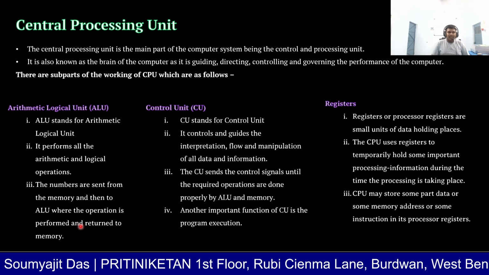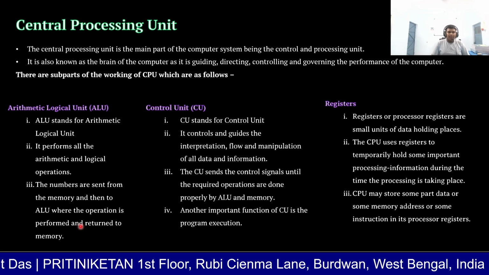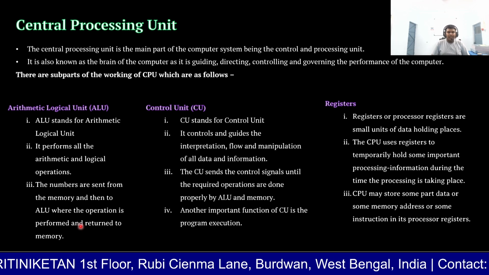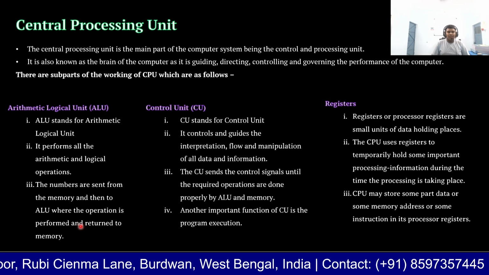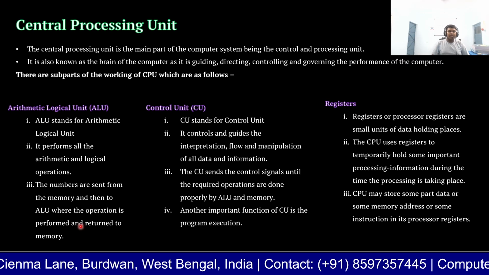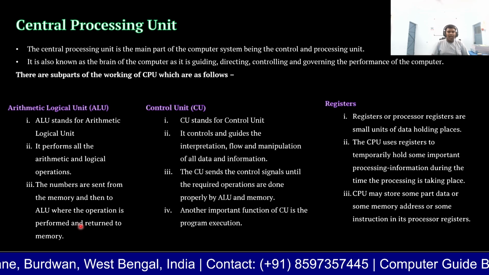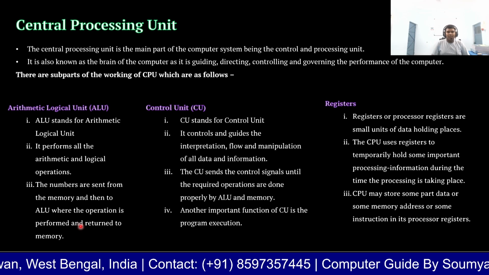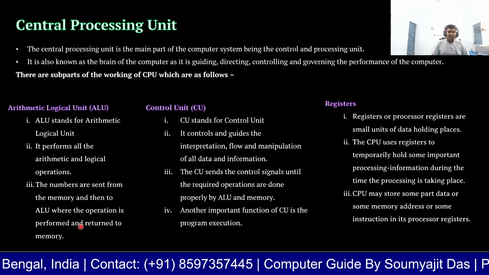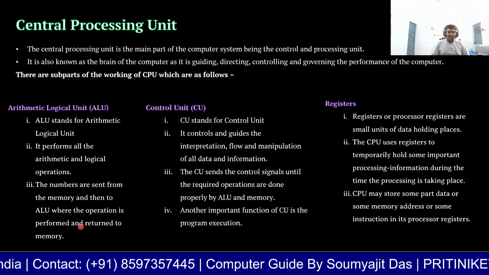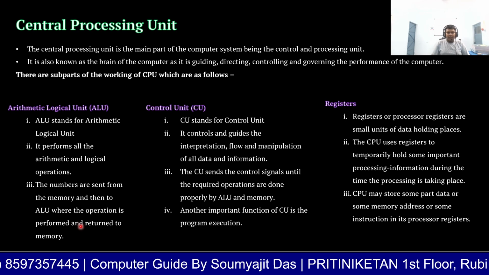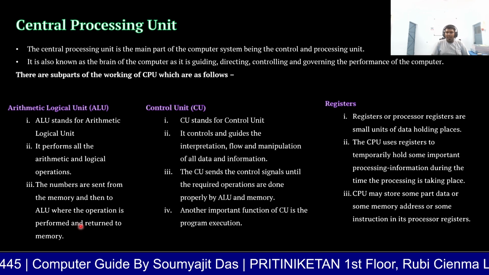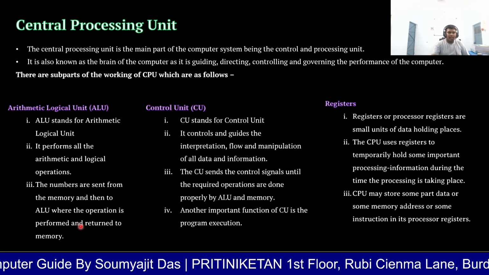Next, we have the register. Registers, or processor registers, are the smallest unit holding place. The CPU uses registers to temporarily hold processing information during the time the processing takes place. The CPU may store some part of data, a memory address, or an instruction in a processor register. So these are very small chunks that hold the data.